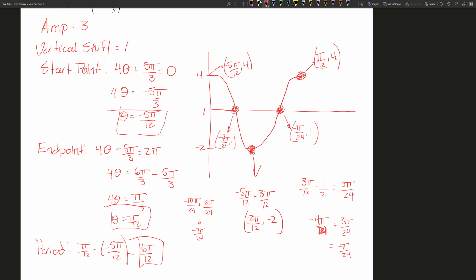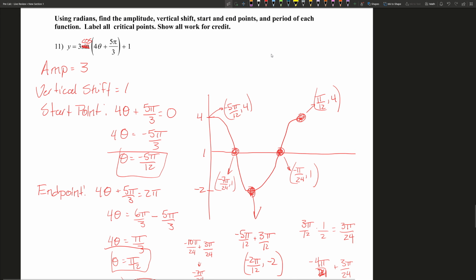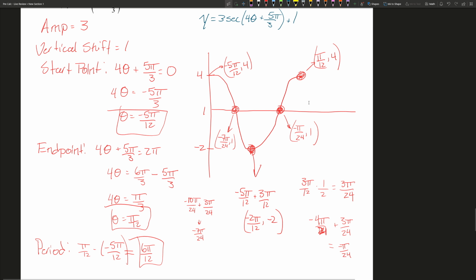So that's the cosine graph. Then we have to find the same graph, but we need the reciprocal function. Which would be this. But we don't really need to show any work because we have all the work that we need.